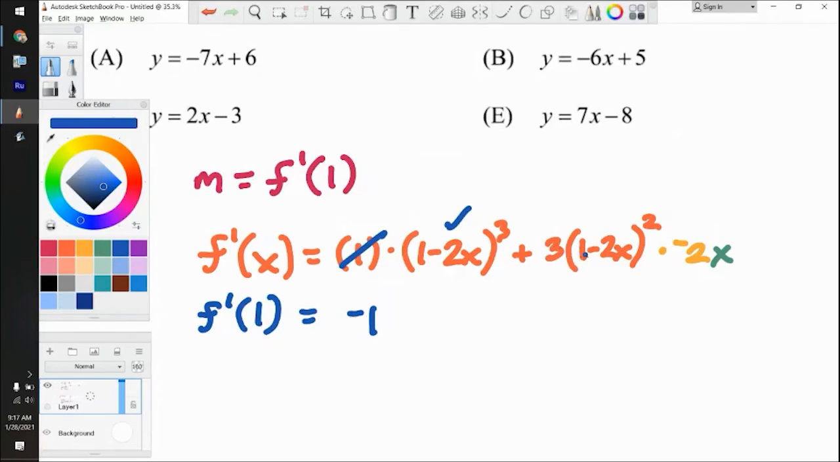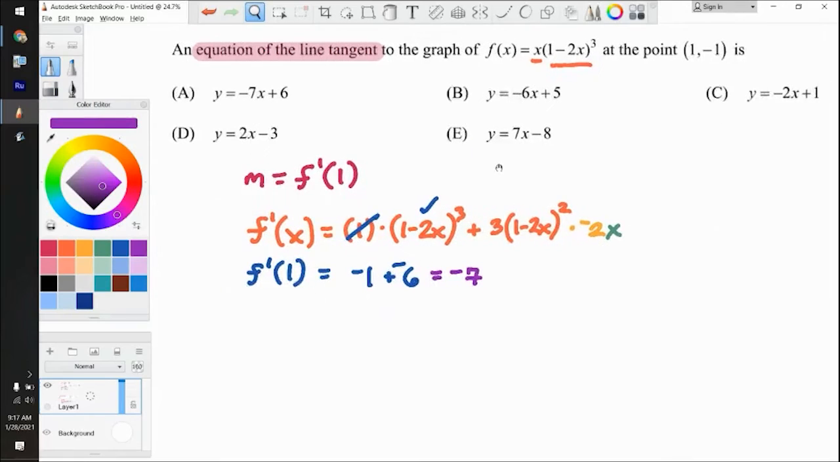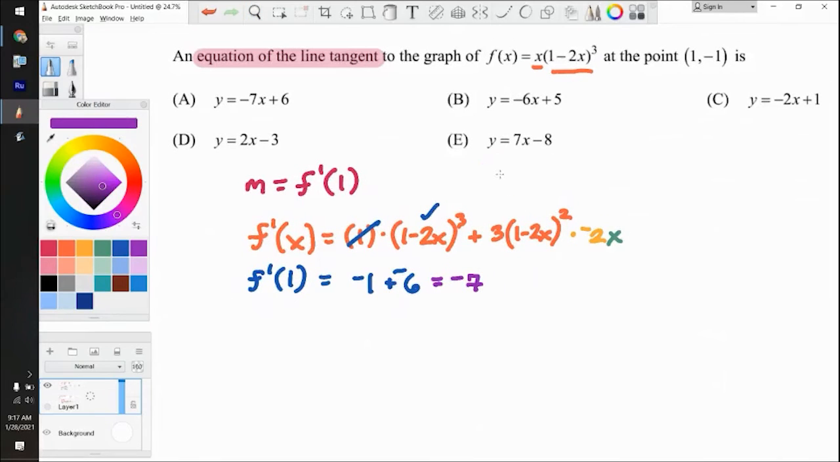Here it's going to be 3 times negative 1 squared. Okay, so it's 3 times 1 because negative 1 squared is 1. So 3 times 1 times negative 2 is negative 6 times 1 is negative 6. Okay, or you can do plus negative 6. So then you get your slope to be negative 7. Now, what's interesting on this is there's only one of these equations that even has a slope of negative 7. So it kind of gives it away right away that your answer is going to be A.